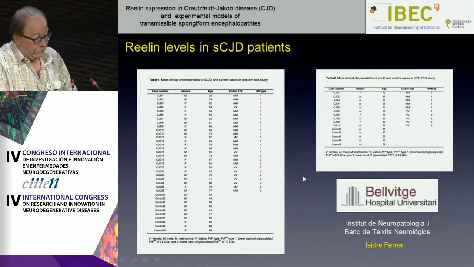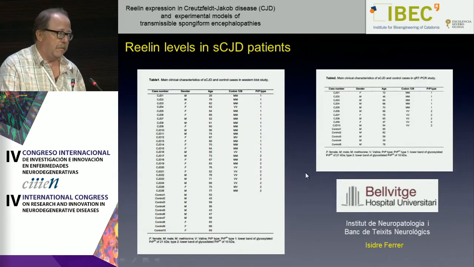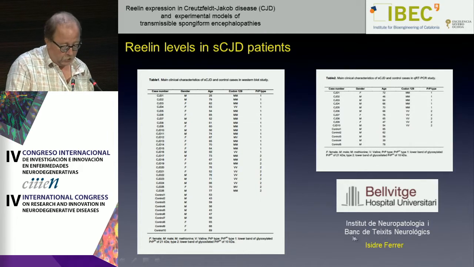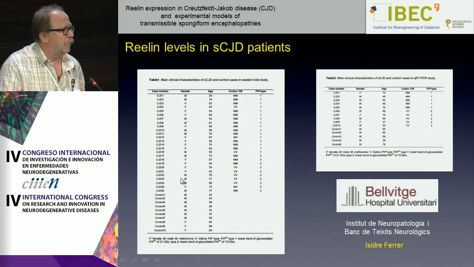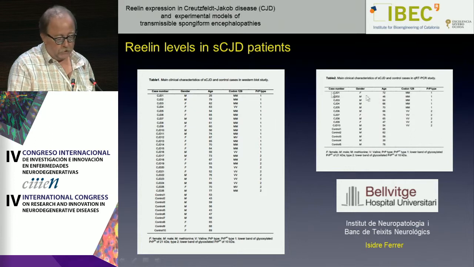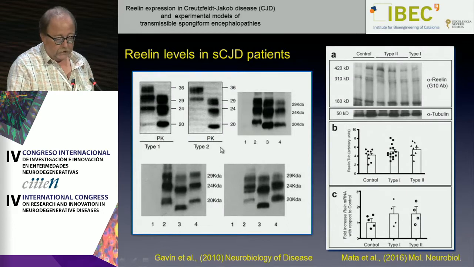So, let's move to the patients. This was really difficult because it's a cellular protein, and this is very dangerous, very infective material. With the collaboration of Isidre, we were able to use 26 patients with sporadic Creutzfeldt-Jakob disease for Western blot and an additional 10 for RT-PCR. In these well-characterized patients, we observed a tendency toward increased reelin levels in the neocortex, by Western blot and by RT-PCR.